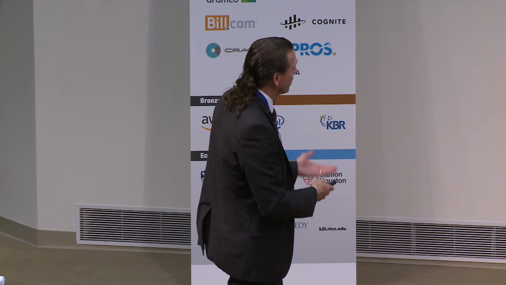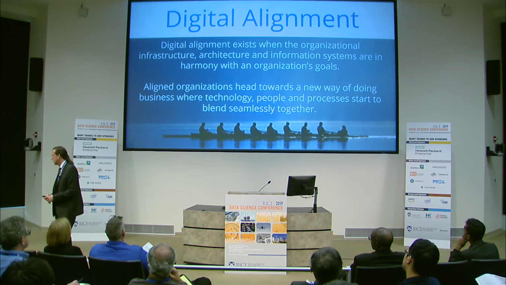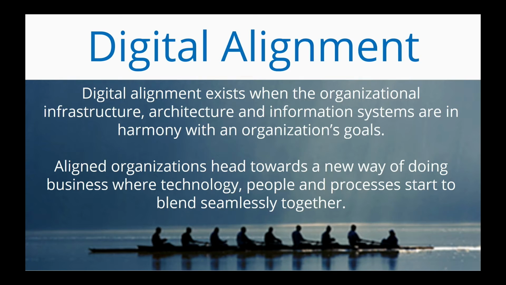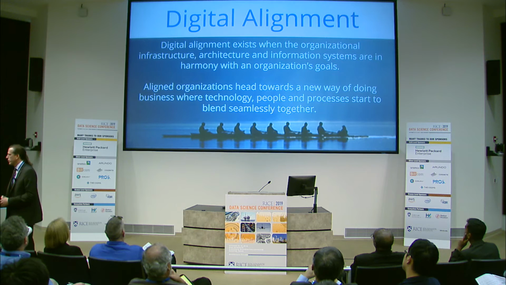The very first thing is something I refer to as digital alignment. We have to get the digital teams, the IT teams, fully aligned. And digital alignment exists when the organizational infrastructure, architecture, and information systems are in harmony with the organization's goals. If you take that mission statement, what is the architecture? Who are the skills? What's the process we need to deliver on that mission statement?